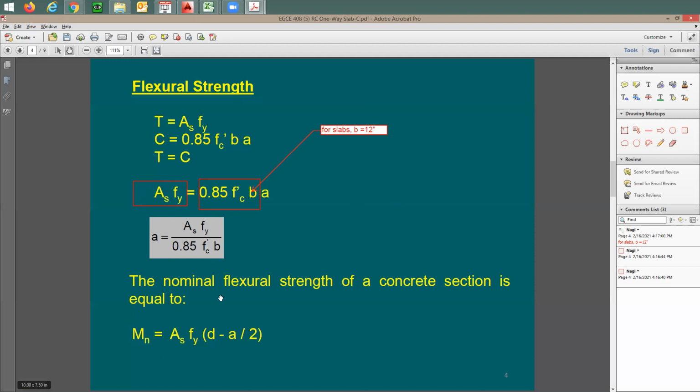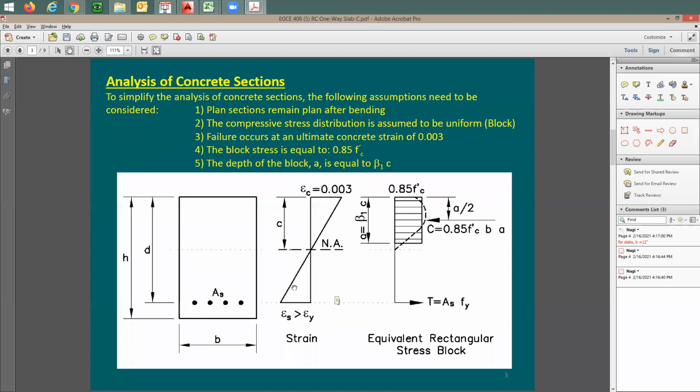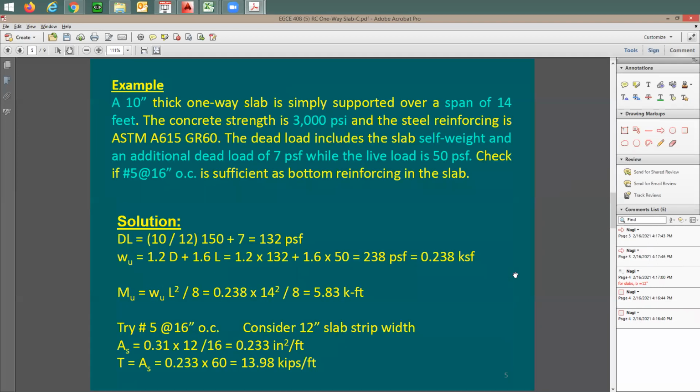The strength, the nominal strength, if you remember this term, nominal strength, which means Mn, this is not the capacity or the strength of the beam or the slab, is going to be based on As fy (d minus a over 2). If you'd like to know what that is about, d minus a over 2 is the distance from the tension to the compression component. So, okay. Let's look here at one example for slab design, and let's apply all the things that we're trying to learn here.